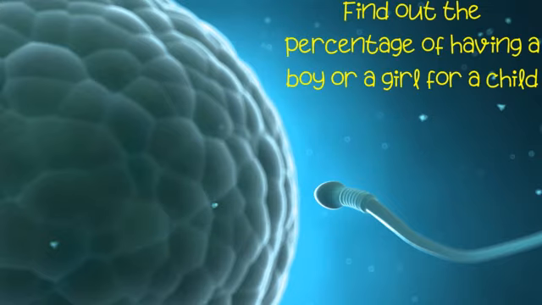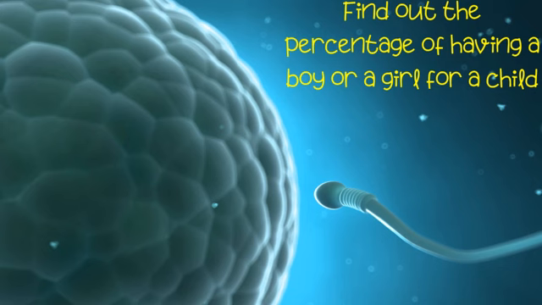Find out the percentage of having a boy or a girl for a child. For your second seat work, I want you to find out the percentage using Punnett square. And take note that the greater the number of children, the higher the possibility in achieving the expected ratio of 1:1. So you may now start doing your seat work number 2 on your notebook.